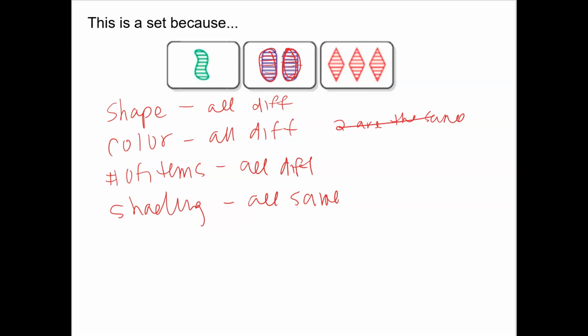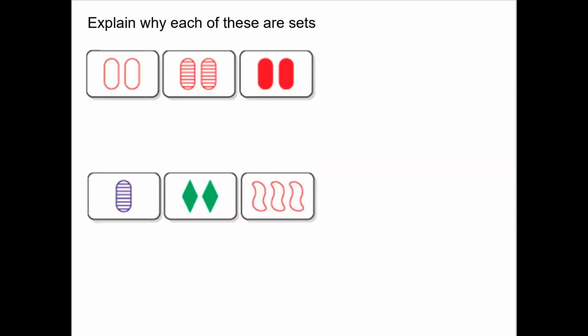So let's explain why each of these are sets. Now you can pause it and try it by yourself, or you can do it with me. So let's look at the shape. The shape, all the same. The color, all the same. The number of items, they're all 2, all the same. But the shading is all different.